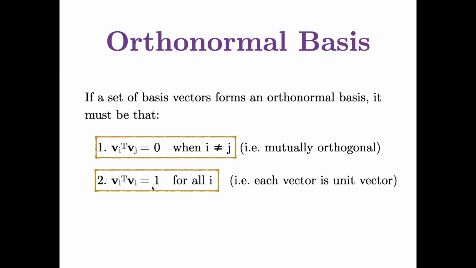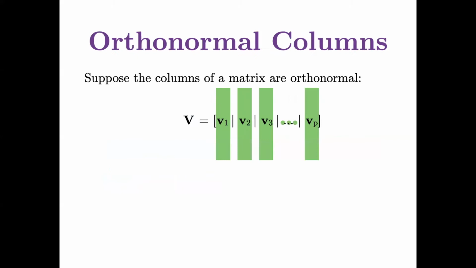Now, these two facts will really help us when we consider the following example. Let's suppose the columns of a matrix are orthonormal. Here I have p vectors, v1 through vp. They are orthonormal, and I put them as columns in a matrix V. And I want to consider the matrix product V transpose V.